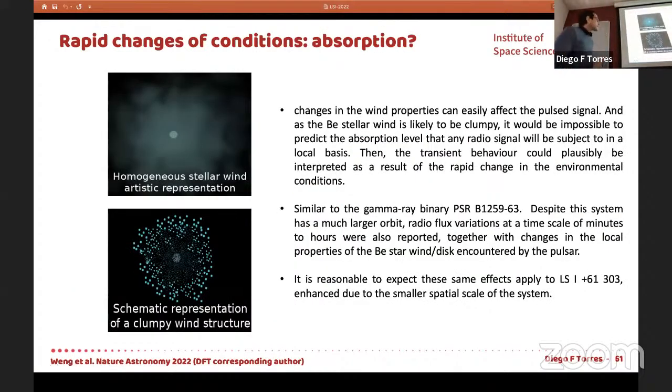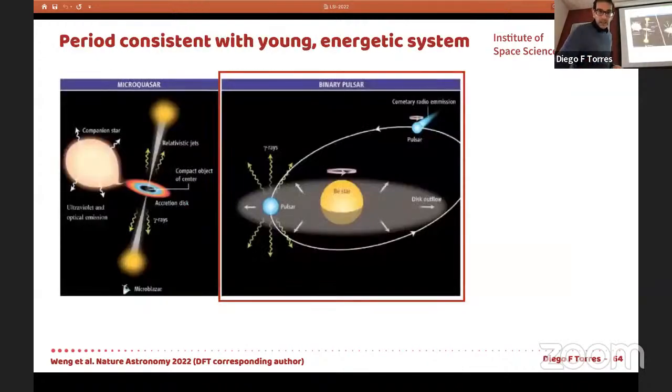And then the final possibility is that absorption changes, and this is maybe because the wind is very clumpy. This may happen, and in order to distinguish exactly how it may happen, we need to do more observations. So out of these two, this is clearly this one now.